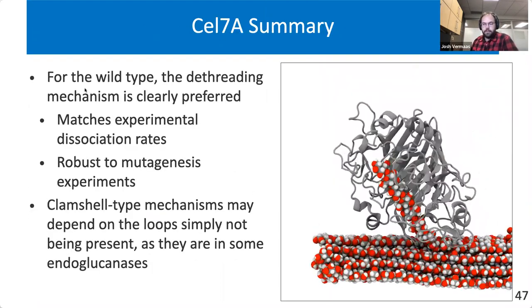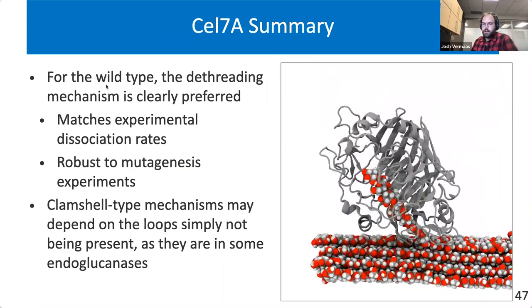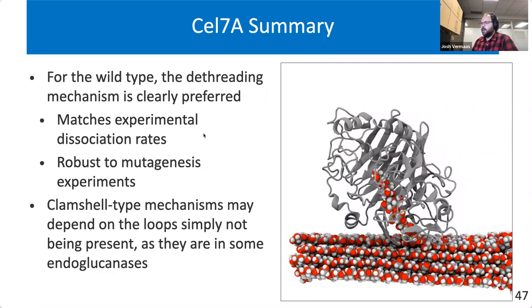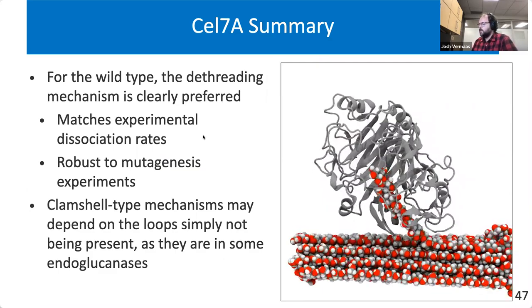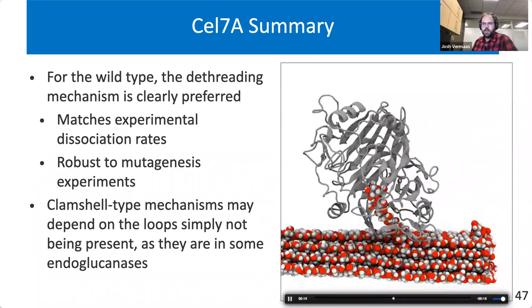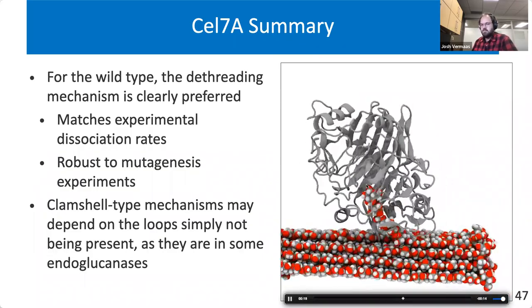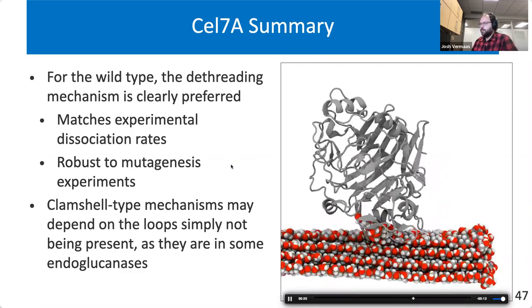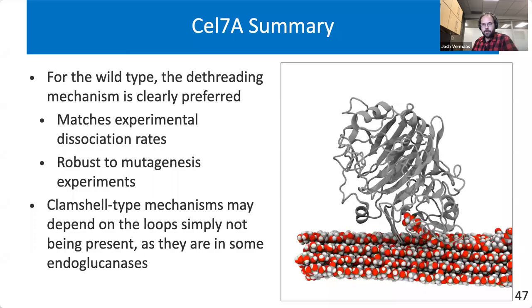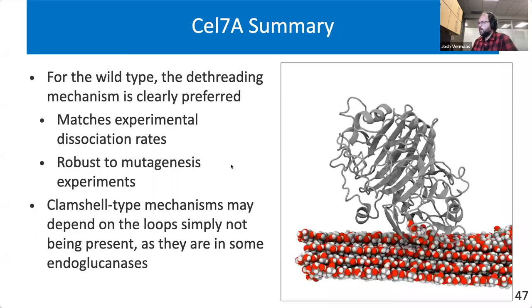From the wild type, the de-threading mechanism is very clearly the correct one. So it matches the experimental dissociation rates and it's robust to mutagenesis experiments. We also had a couple of ideas of residues we could mutate to make this better. But that's a story for another time and another postdoc who isn't me.